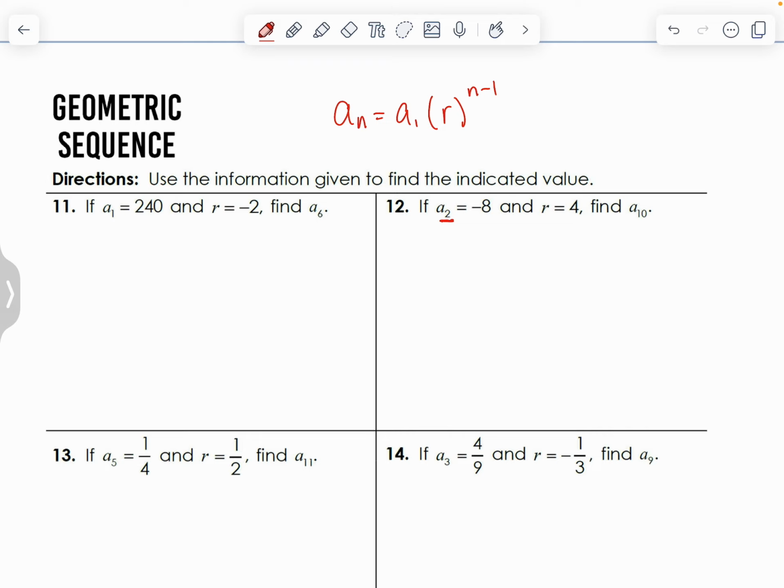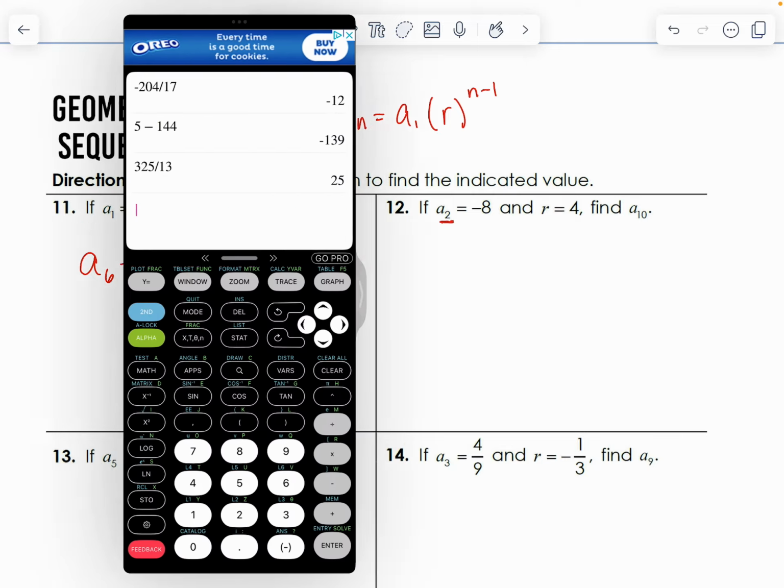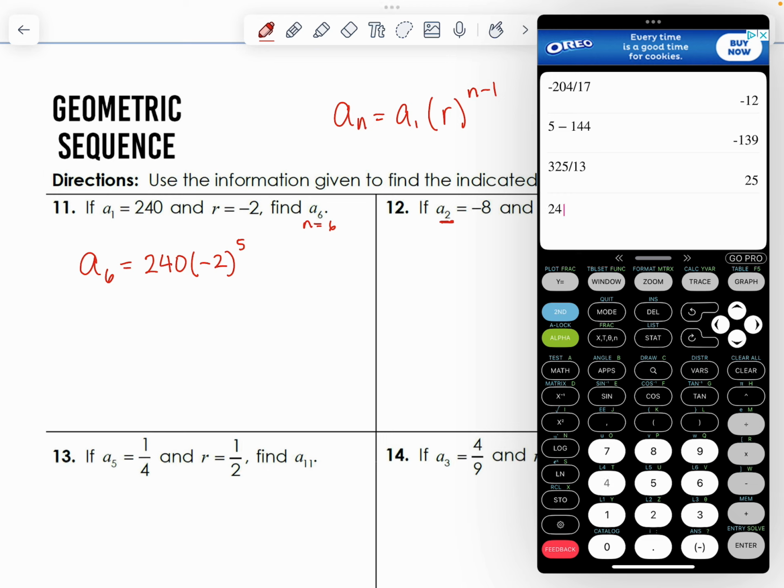All right, here we go. So I'm going to start with a sub 6 because that's what I'm looking for, is equal to 240, and then it's going to be negative 2 to the 5th power because that's going to take care of the n minus 1 because my n equals 6. And let's see what we get here. So 240 times, or you can even just use parentheses, negative 2 to the 5th power. And that is a sub 6 equals negative 7680.